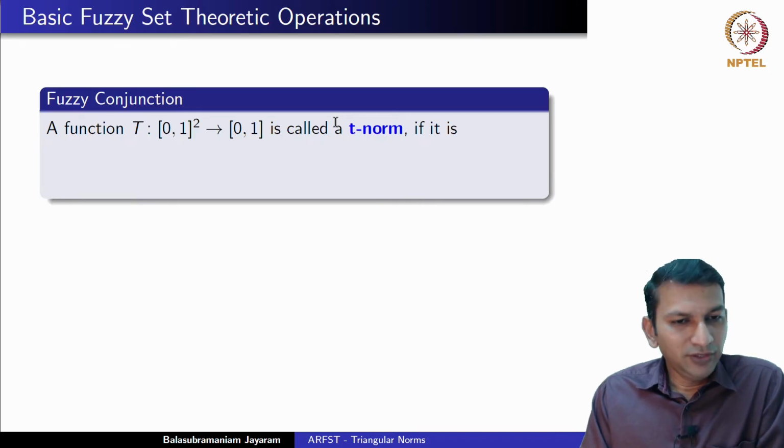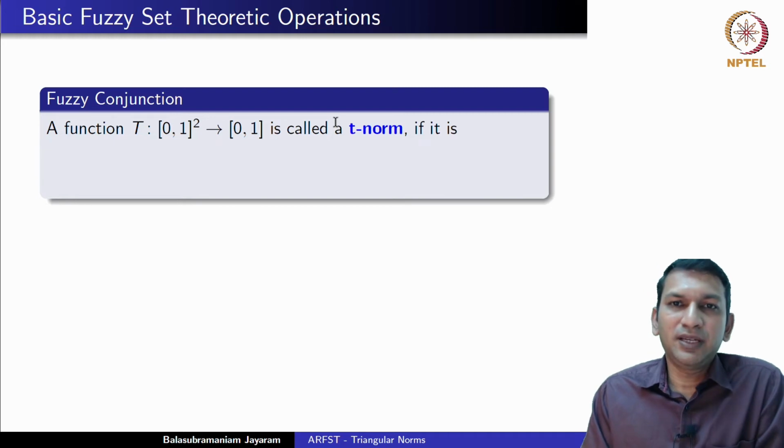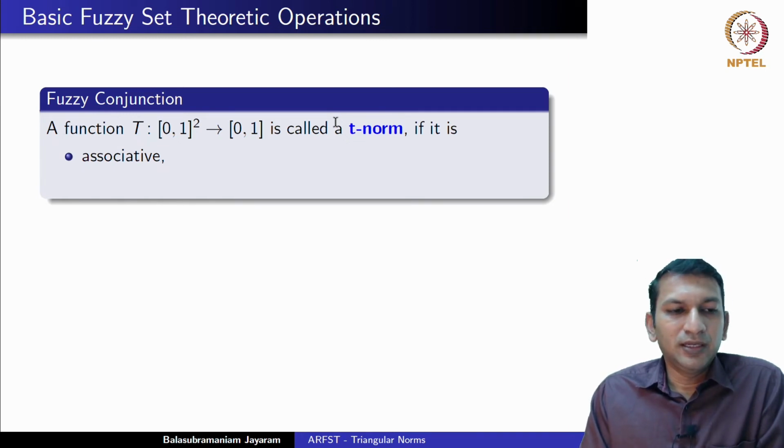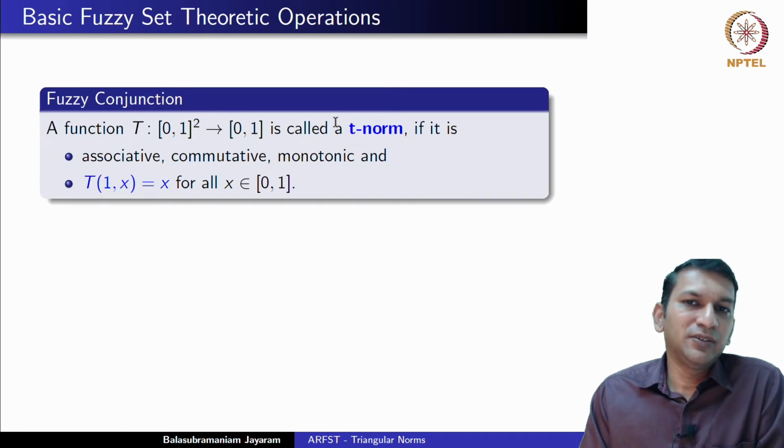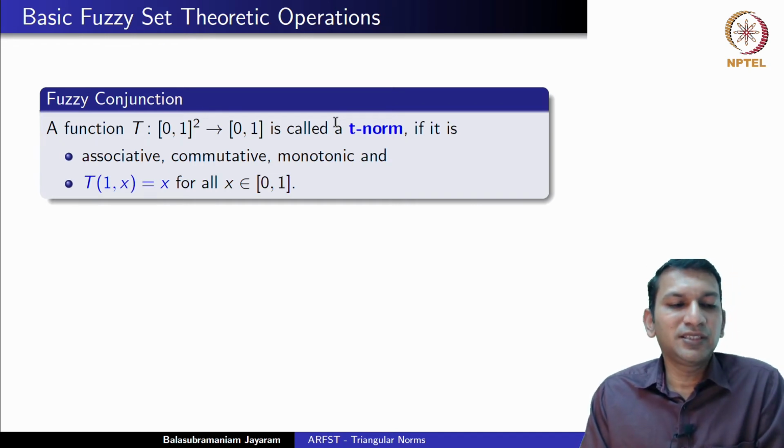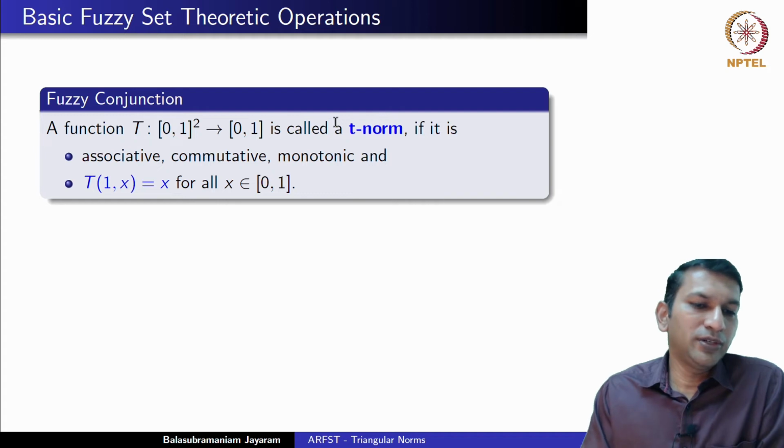It is a function from [0,1] square to [0,1], and we will use the symbol T consistently to indicate a triangular norm. We will call it a T norm for short and for brevity. A T norm is a binary function on [0,1] which is associative, commutative, monotonic, and satisfies this condition. What is this condition? It essentially says that 1 should be the identity of this function. We don't have to worry whether it is left or right because it is commutative.